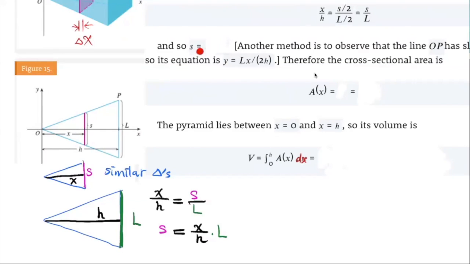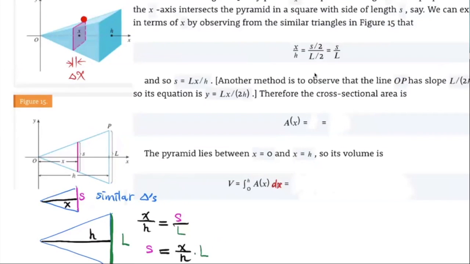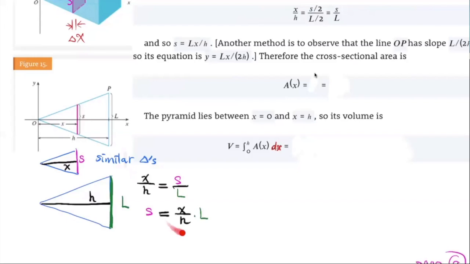So s is equal to l times x over h. So this cross-sectional area, the area of this square over here, is equal to the square of this s. Squaring this, we're going to get l squared over h squared times x squared.